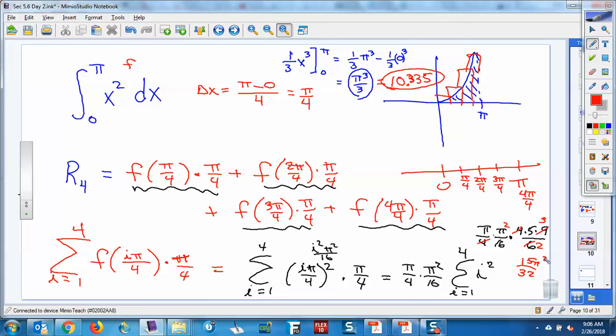So the width of our rectangles is going to be called delta x, change in x, the same as delta y over delta x, right? What is that as a decimal? Basically.